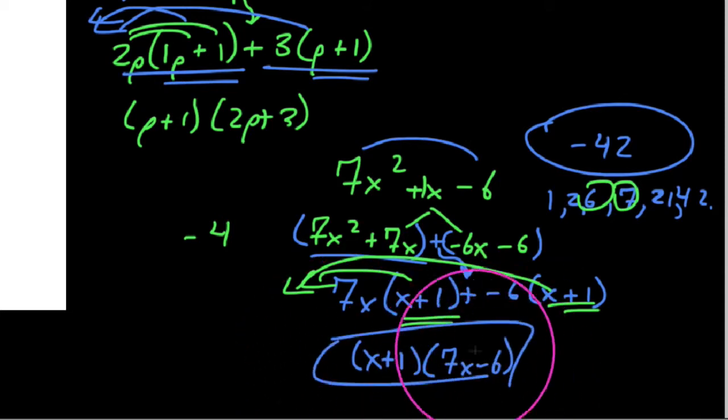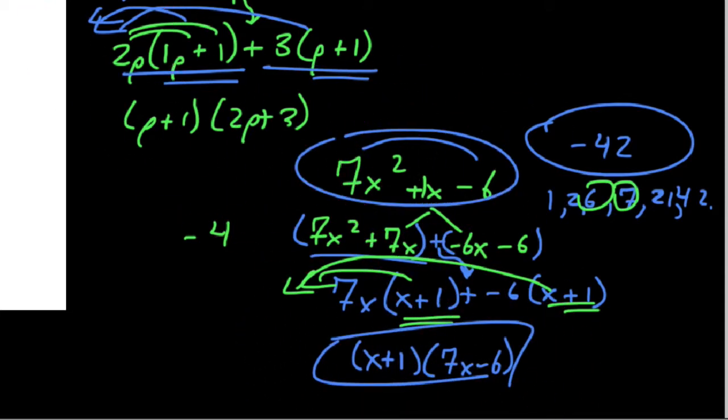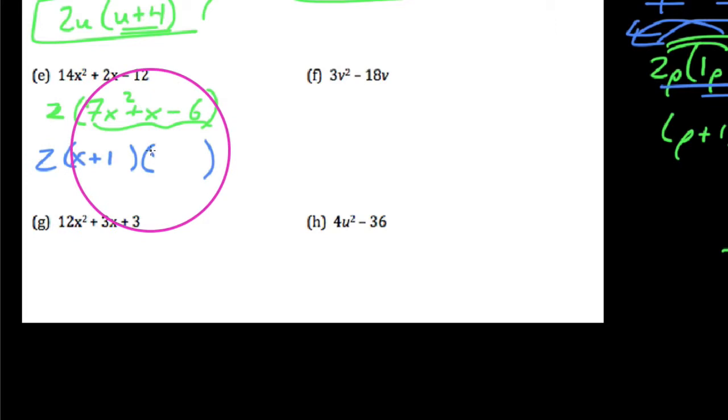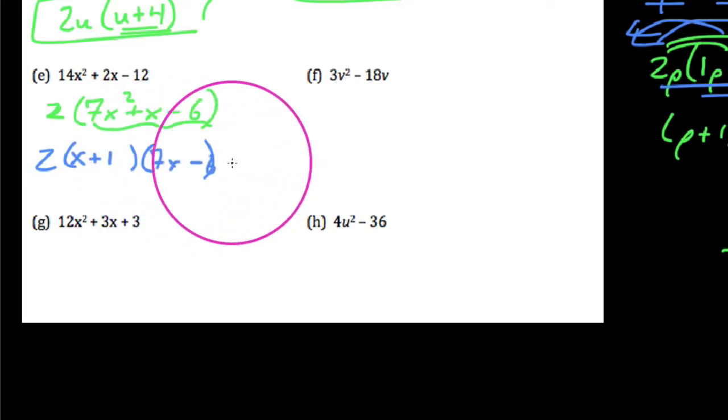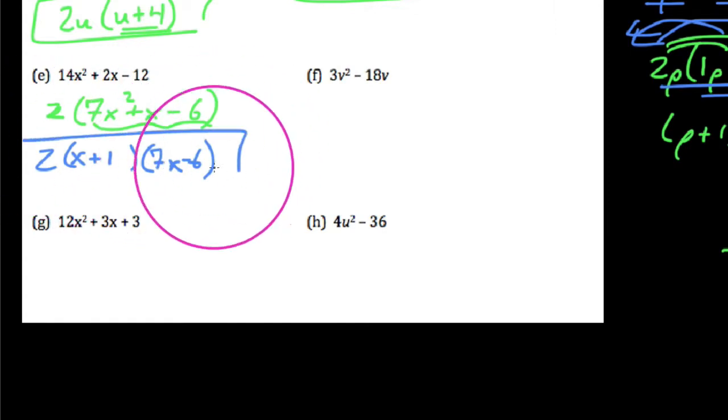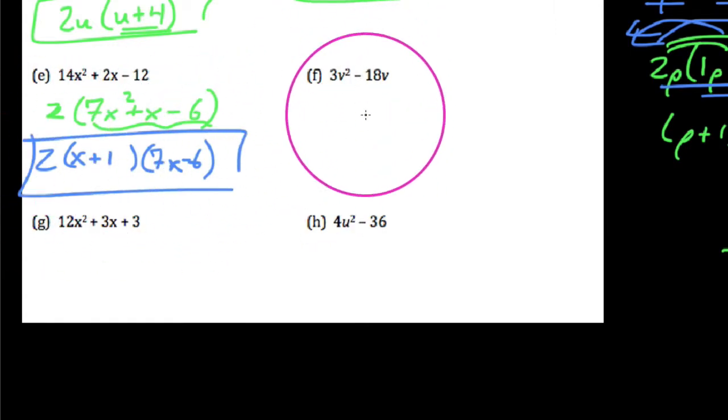Now, that is what this broke down into. And we still have a 2 out in front of this. So we get 2 times x plus 1 times 7x minus 6. But this would be our factored expression. Okay, so a few more here. Let's take a look at this one.